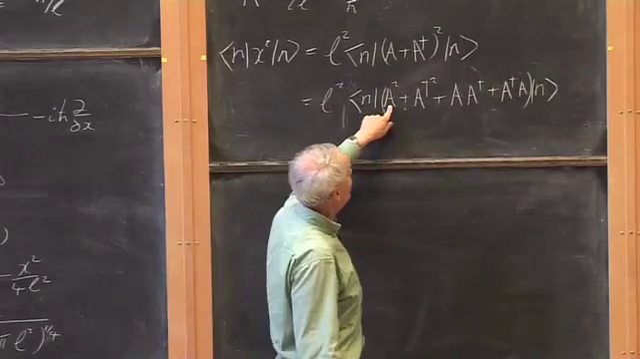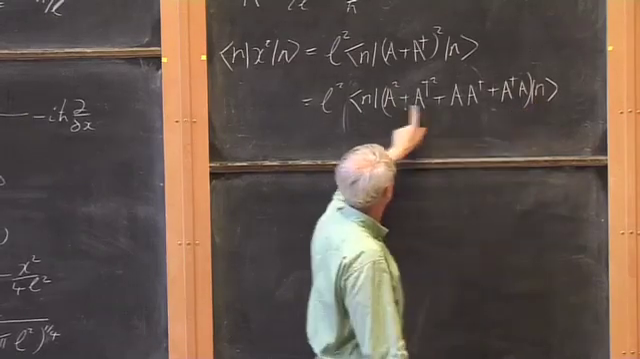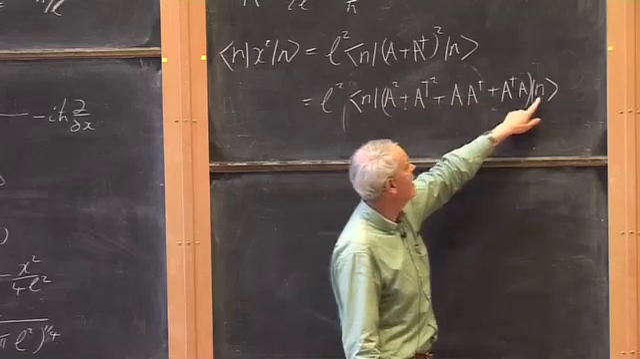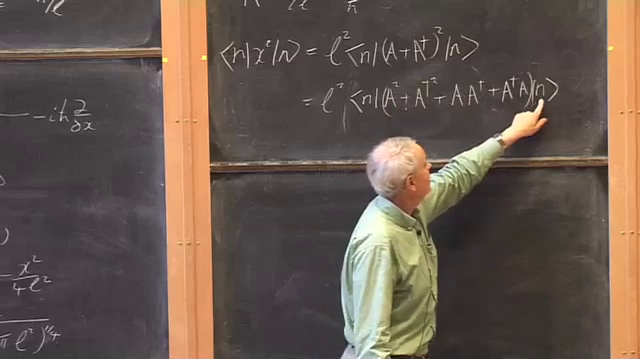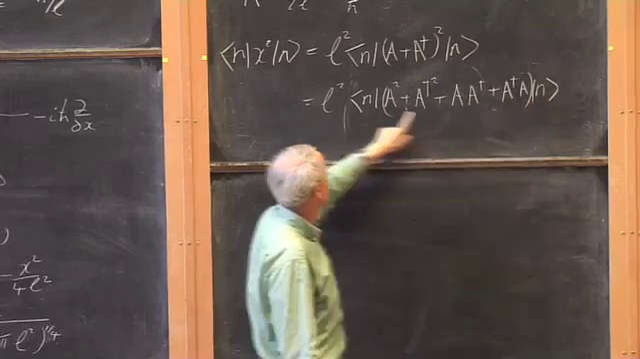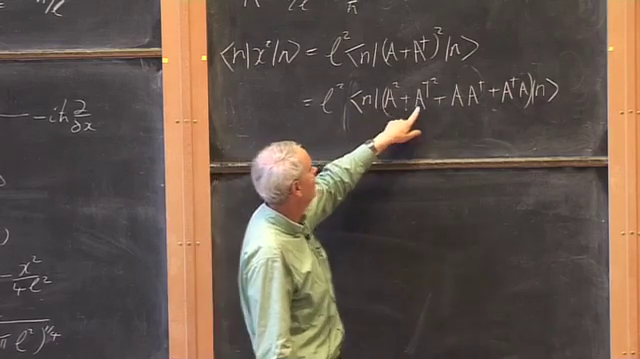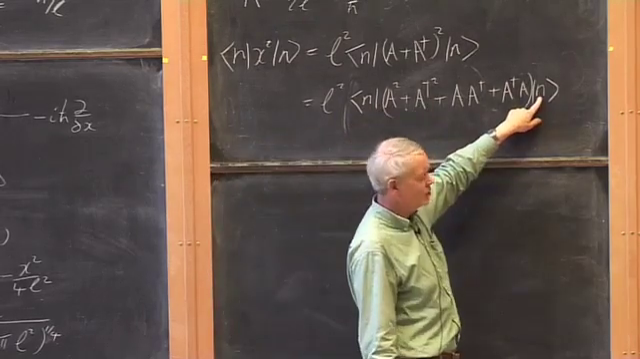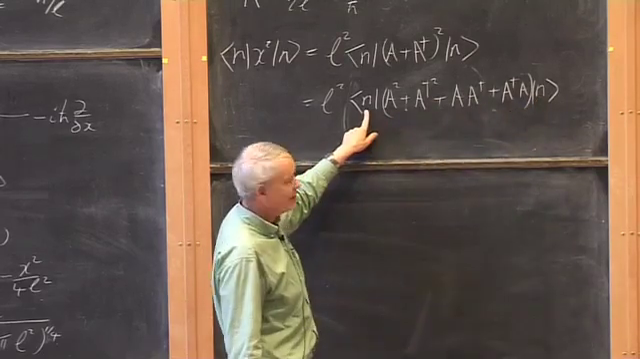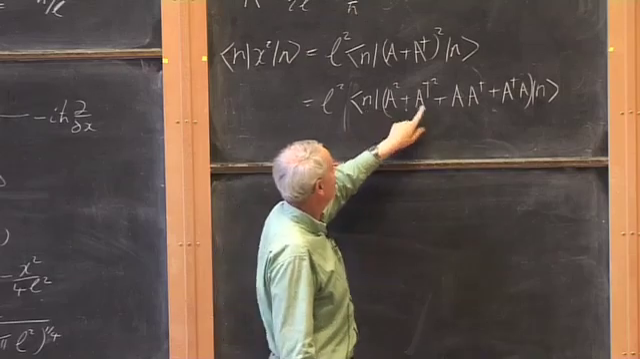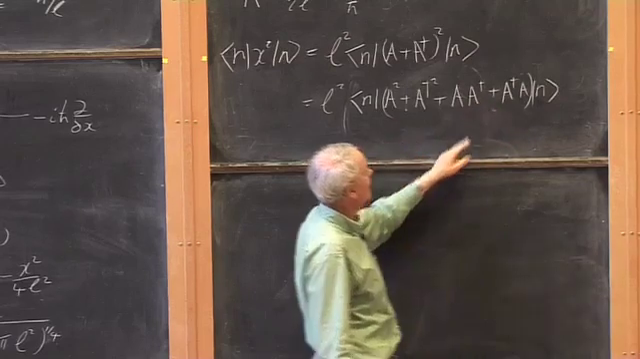Now, what's this? A squared applied to that is proportional to n minus 2, because each of these A's takes away a unit of excitation. So A squared times that is proportional to n minus 2, but n minus 2 is orthogonal to that, so that makes no contribution to this expectation value. Similarly, A dagger squared on this produces some multiple of n plus 2, which is orthogonal to that, so that doesn't contribute. So these two terms don't contribute to the expectation value. These terms jolly well do contribute to the expectation value.